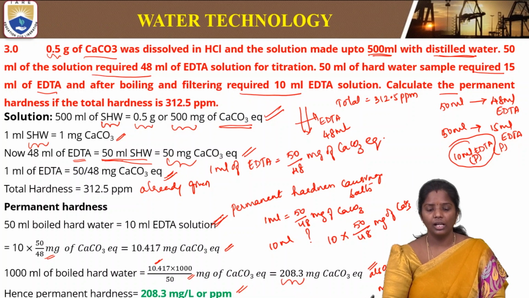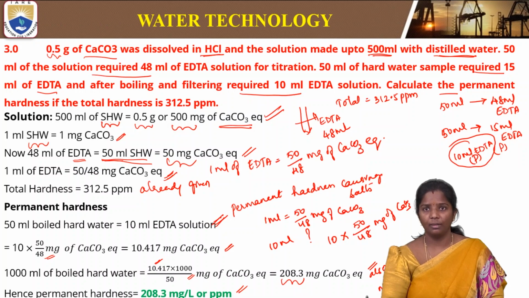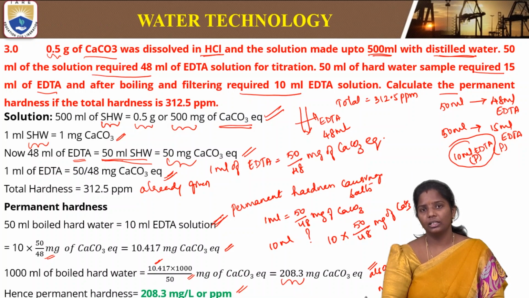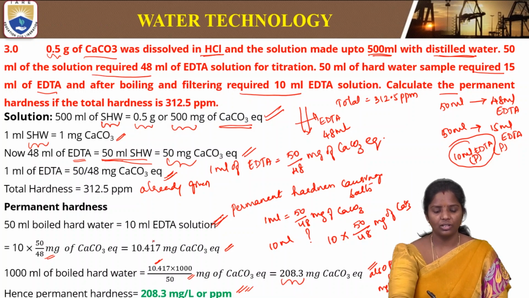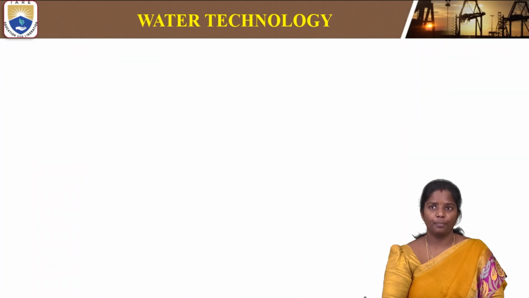Whenever there is a question where standard hard water is prepared, the hard water has to be converted into calcium carbonate equivalent. Once we convert into calcium carbonate equivalents, that has to be multiplied with the volume consumed, that is the EDTA volume consumed for the permanent hardness calculation. So ultimately we get only the permanent hardness. As the question has already given the total hardness, we are considering the total hardness and going further for the permanent hardness calculations.